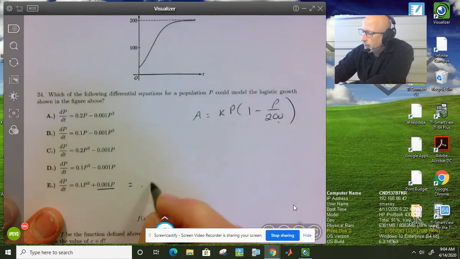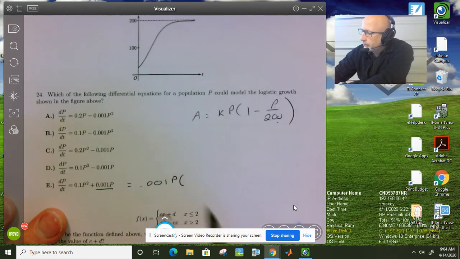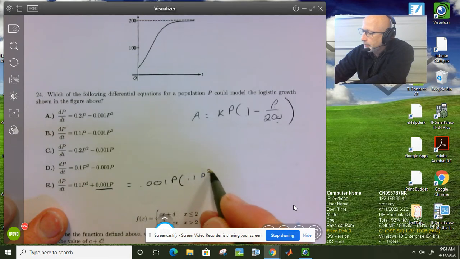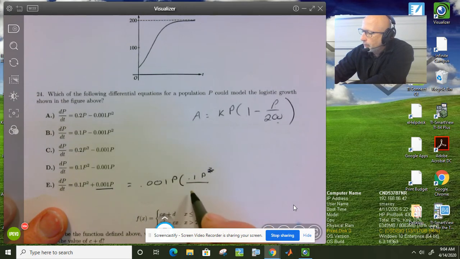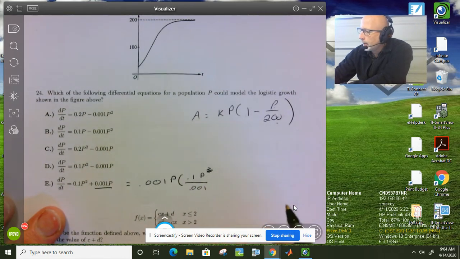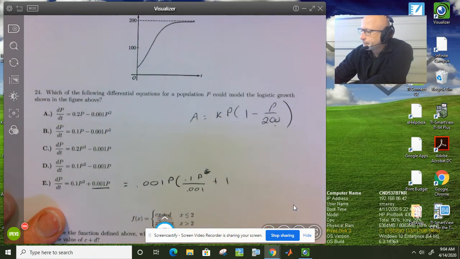So this is going to be 0.001 P. And when I do this, this is going to give me 0.1 P squared, actually P, all over 0.001. Okay, and then plus 1.